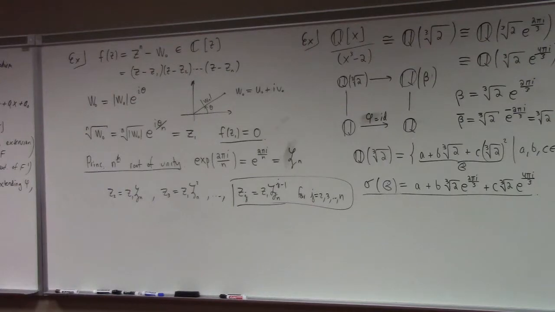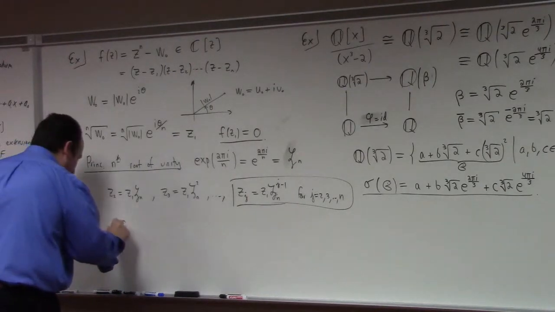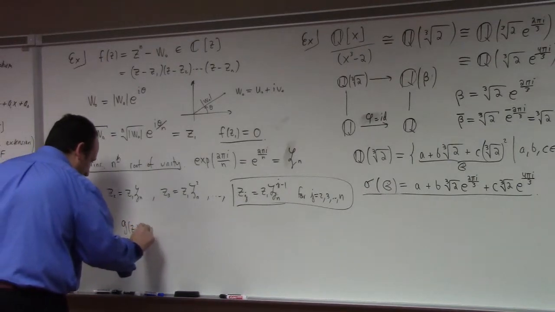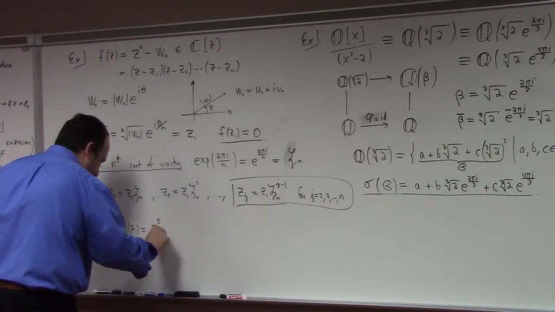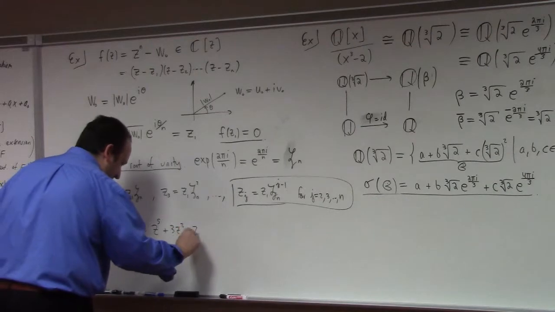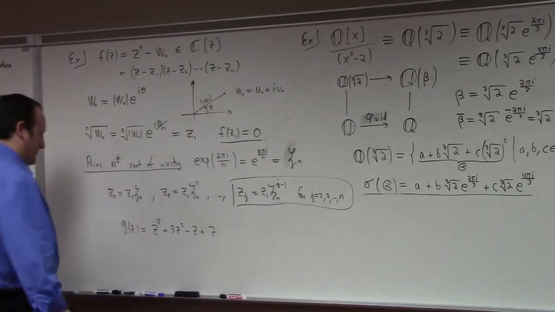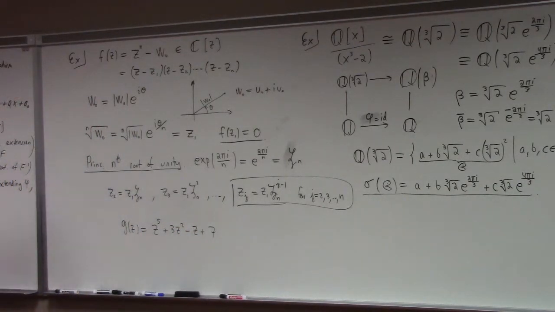Now, this is kind of a special case, isn't it? How do you factor a more general nth order polynomial? What if it's not just z to the n minus w naught? What if the polynomial we're trying to factor, g of z, is z to the fifth plus 3z squared minus z plus 7? I just factored a pretty nice polynomial, so how would I factor that?